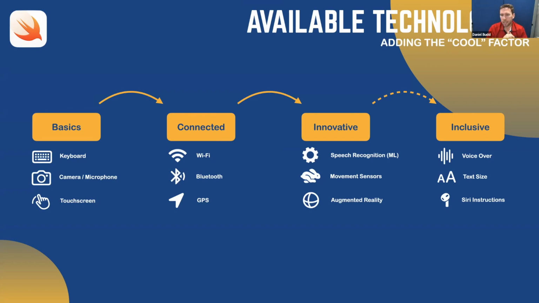But we can really start to get innovative as well. So we have machine learning. Dalton spoke about this a lot last week. We have these motion sensors, which I showed you on that last slide. And we have these cool technologies like augmented reality. And then we've also got these accessibility features like voiceover, text size, using Siri instructions and things like that. So these are the things you need to start to move your project from a cool app to really awesome and something that will make a really, really interesting application and make some impact.